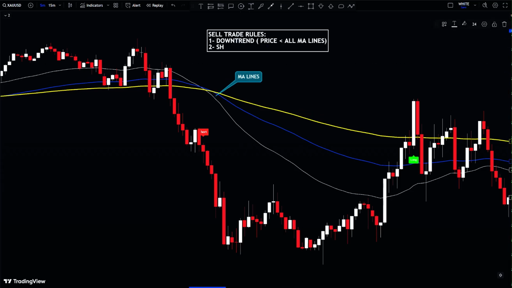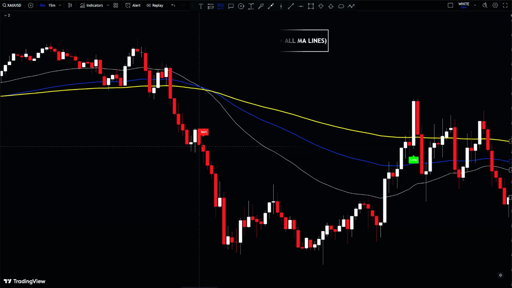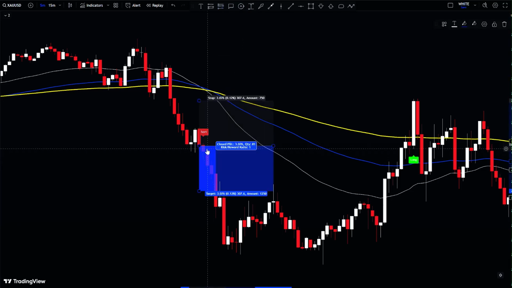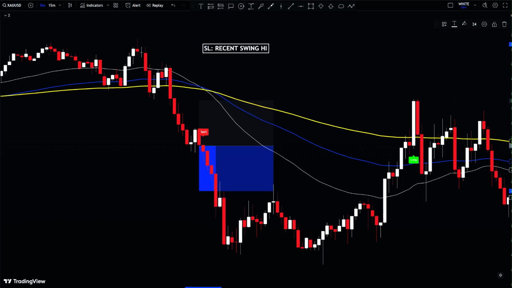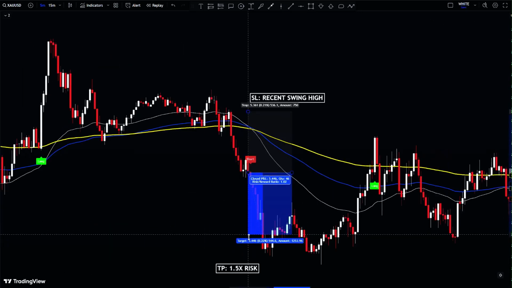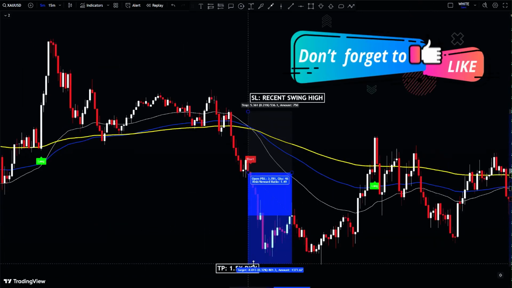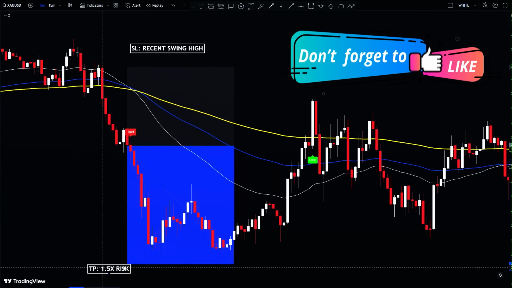Once you confirm the downtrend, wait for a sell signal to pop up. When everything lines up, go ahead and enter the sell trade. Just like a buy trade, set your stop loss for protection. Place it at the recent swing high to cover your bases. Finally, calculate your take profit target. Stick to the same rule of aiming for a reward that's 1.5 times the risk on the trade.